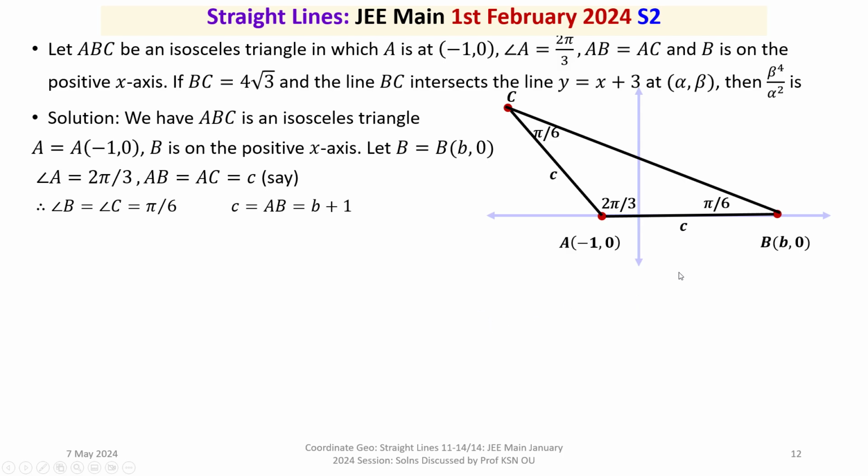Agreed. And C is AB. So C is equal to B plus 1. Agreed.